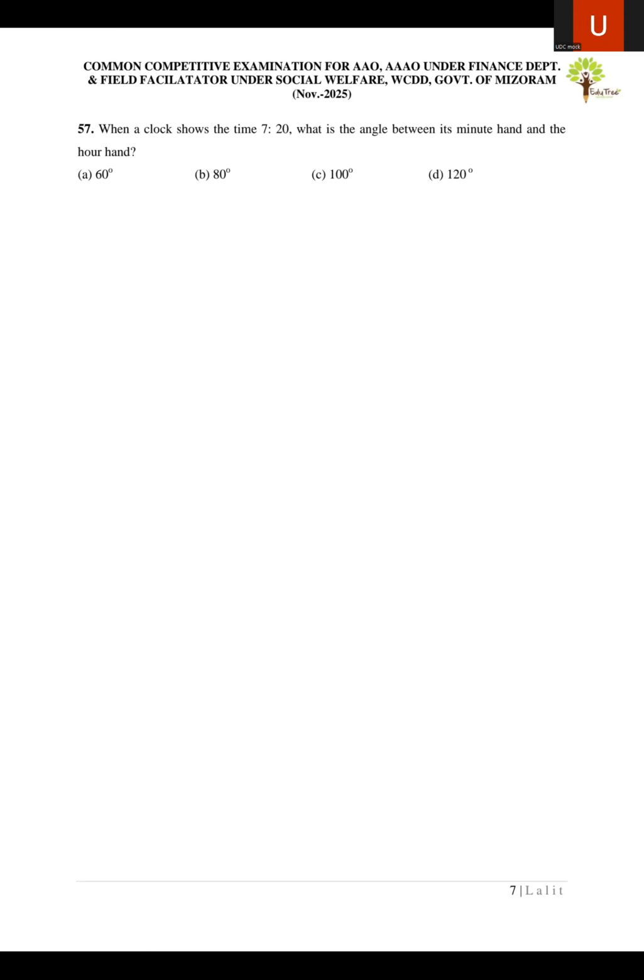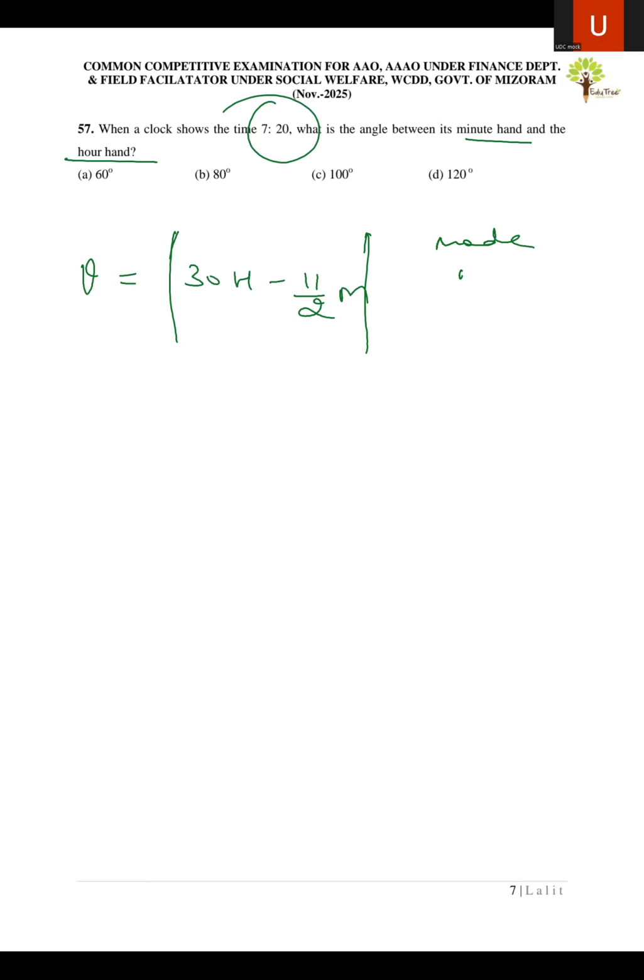So this appears to be a question based on clock. They're saying when a clock shows time 7:20, what is the angle between its minute hand and hour hand? So there is a direct formula for it. Theta equals |30h minus 11 by 2 m|. And this mod is there. Mod means if the answer is negative, it will make it positive.